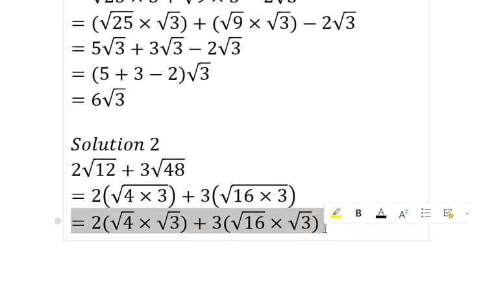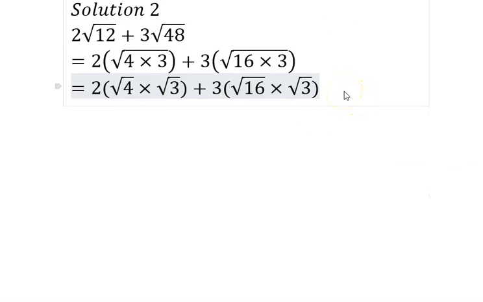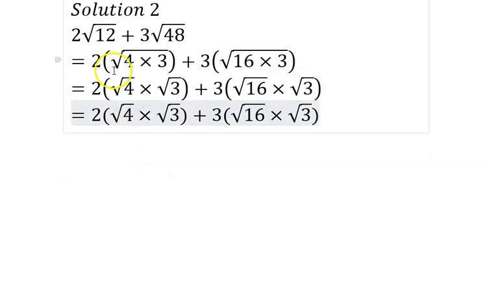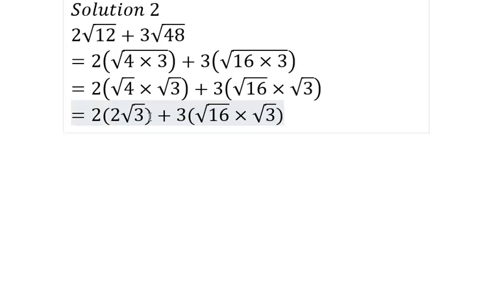So having done that, move to the next step. Now, root 4 is a perfect square, which is what? 2. And 2 times root 3 will give us what? 2 root 3. Beautiful. On this other end, root 16 is a perfect square, which is what? 4. 4 times root 3 will give us what? 4 root 3.